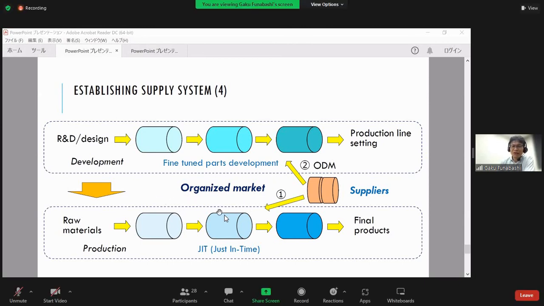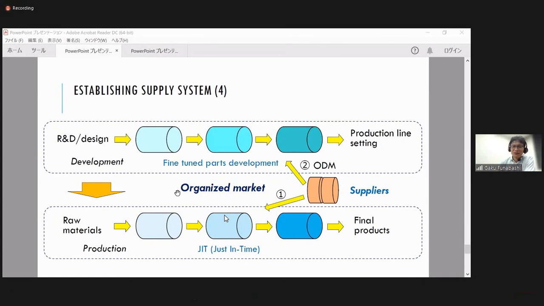It is called an organized market. Why is it called an organized market? They are external companies. They are not inside Toyota. So their transaction is based on the market, but in this market, they have a long relationship. That is why it's called an organized market. And this organized market is one typical case of the Japanese production system.